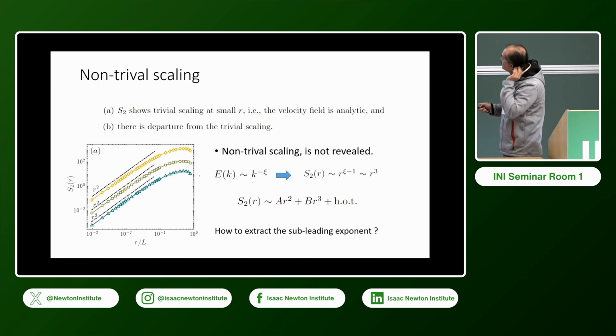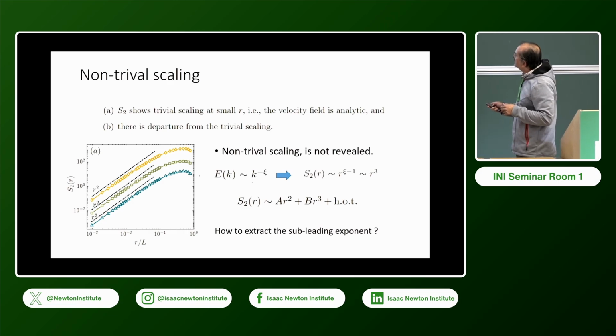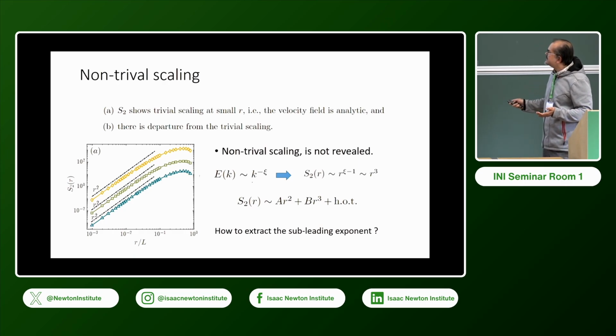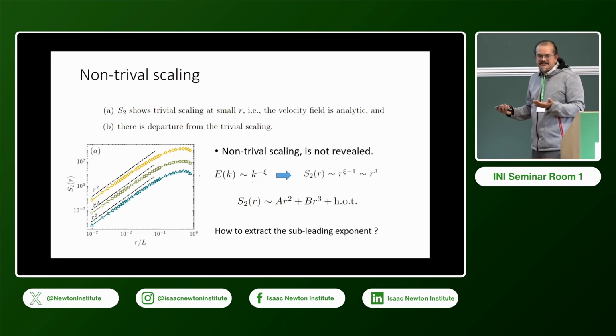So it shows trivial scaling at small r, which is just what I have told you now. The non-trivial scaling so far is not revealed. But remember, the energy spectrum goes as k to the minus xi. So simple power counting will tell you that the structure function should go as r cube. Now r cube is of course subdominant to r square. So that's why you don't see it, right? Whatever is non-trivial is hiding in the subdominant term. That's the devilish nature of the problem.